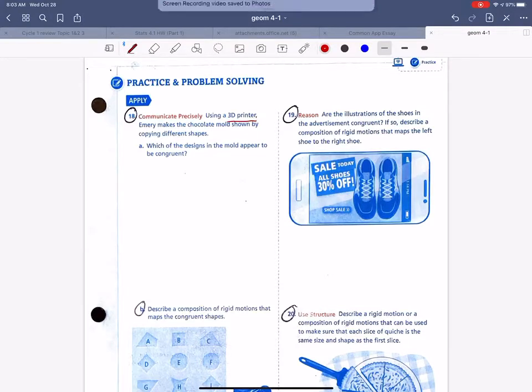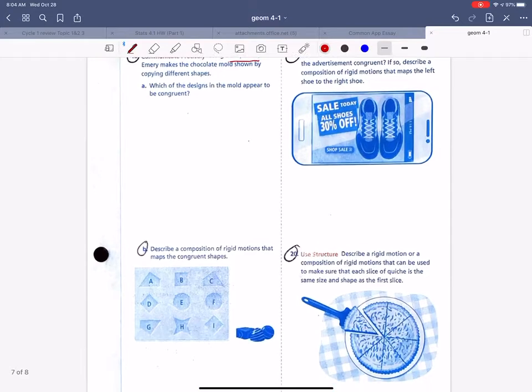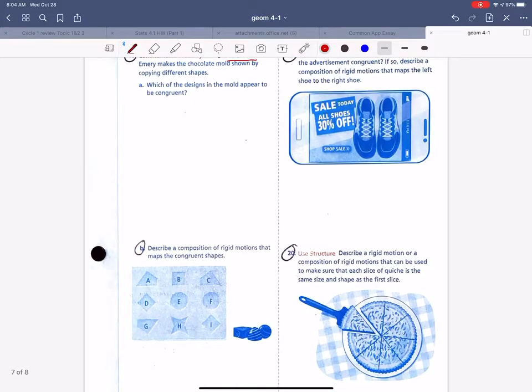It says, communicate precisely. A 3D printer, Emery, makes the chocolate mold shown by copying different shapes. Which of the designs in the mold appear to be congruent? So let's see.